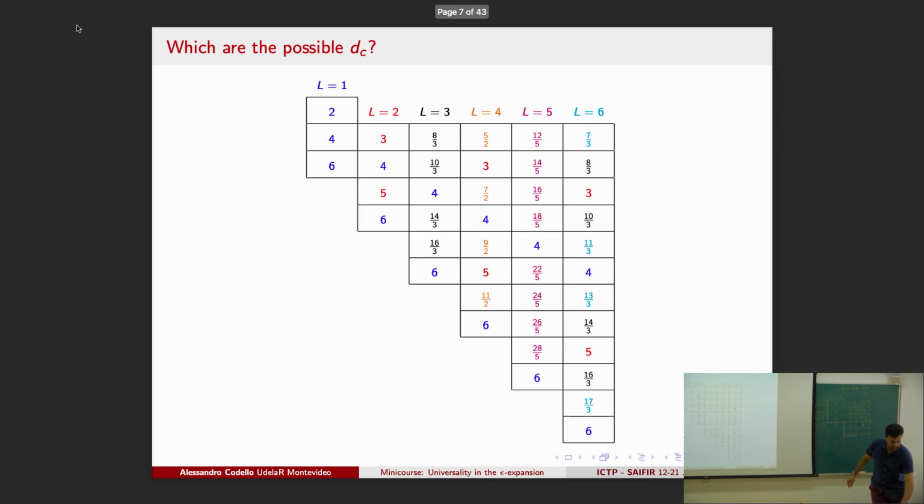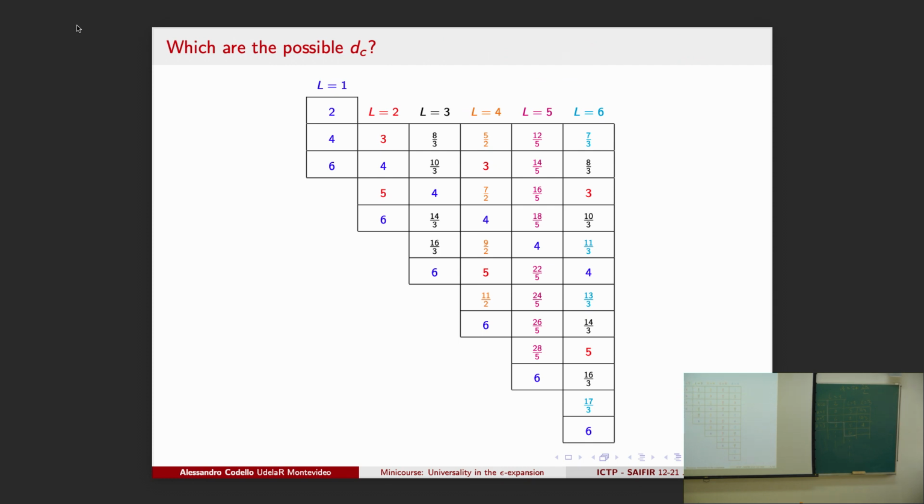In any case, this is the logic to get this table, which is the first table of our lecture today, which answers the question: which are the possible upper critical dimensions? So we see that at one loop order, we have only 3 possibilities, which are 4, 6, and 2. At 2 loop order, we have some novelty, 3 and 5. At 3 loops, we have 8 over 3, 10 over 3, and so on.